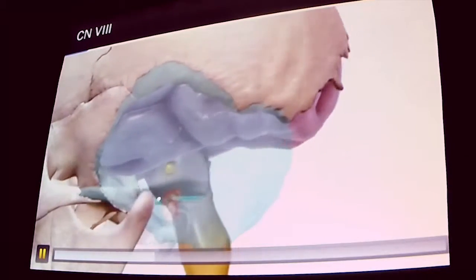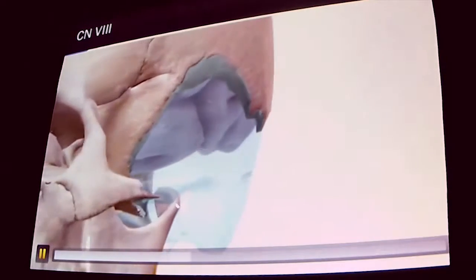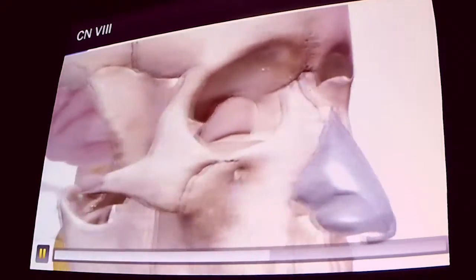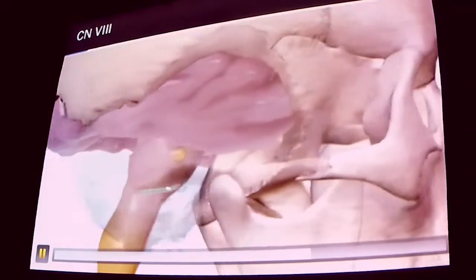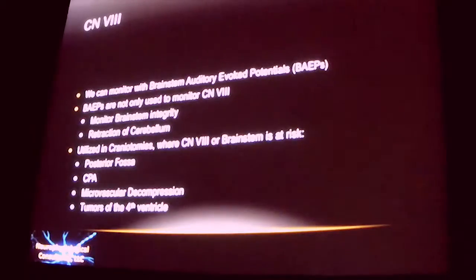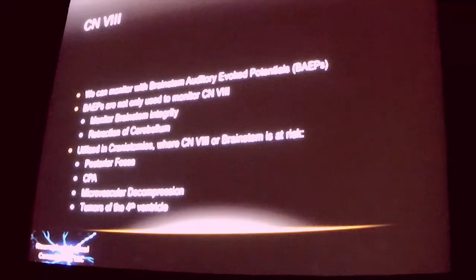So here's the acoustic meatus here. It's a little hard to see as we come around. There's the meatus there, and there's the 8th nerve. So we monitor brainstem auditory evoked potentials, however you want to call them, brainstem auditory evoked responses, auditory brainstem responses, so BAERs, BAEPs, ABRs, whatever you want to call them, that's how we monitor them.